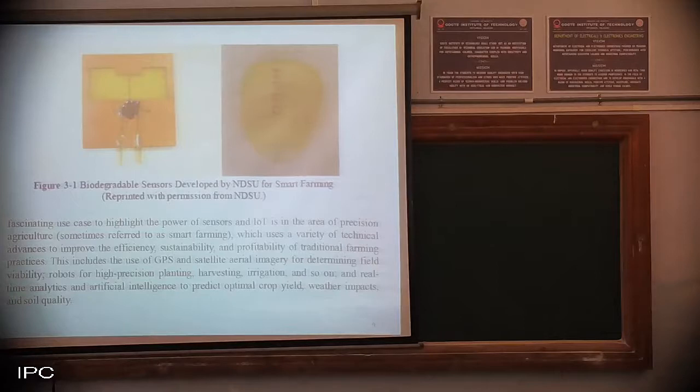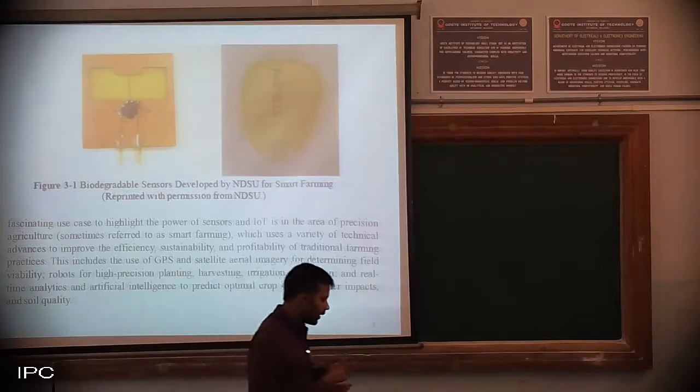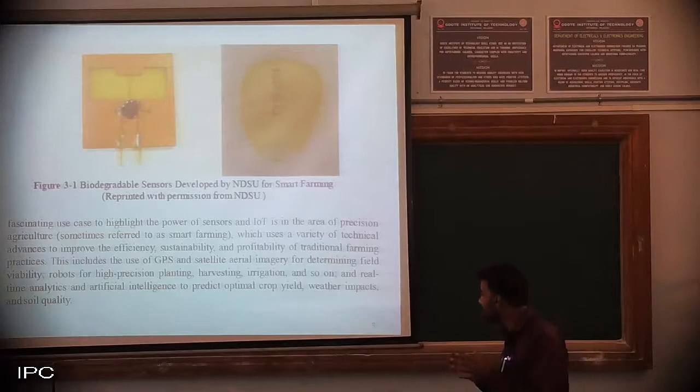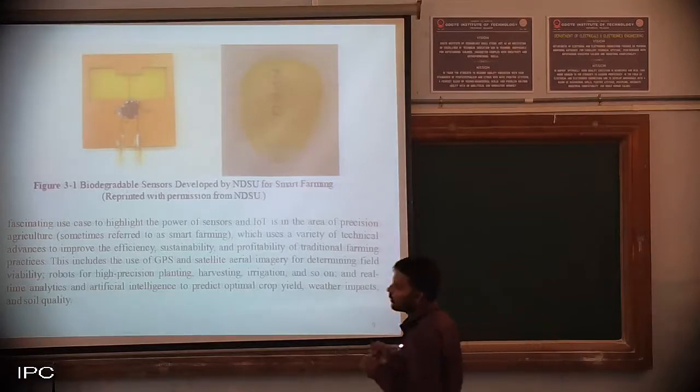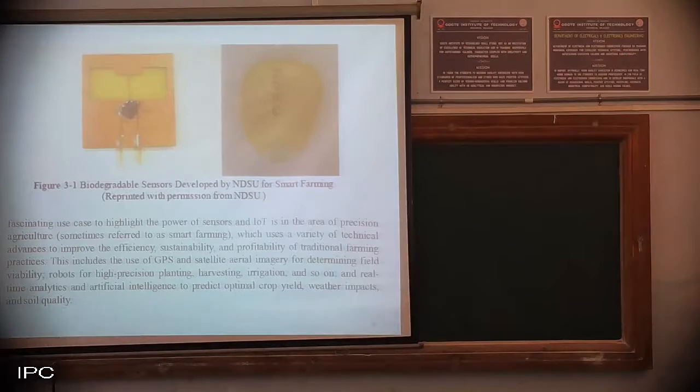And real-time analytics and artificial intelligence to predict optimal crop yield. By artificial intelligence we can analyze how much yield we can get from the field. The weather impacts and the soil quality, everything can be measured by this. This is smart farming, the precision agriculture sensor. It was manufactured by NDSU.